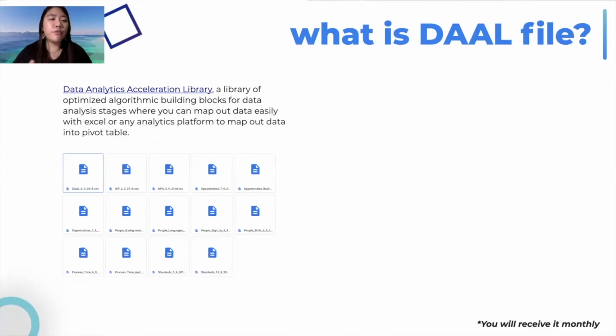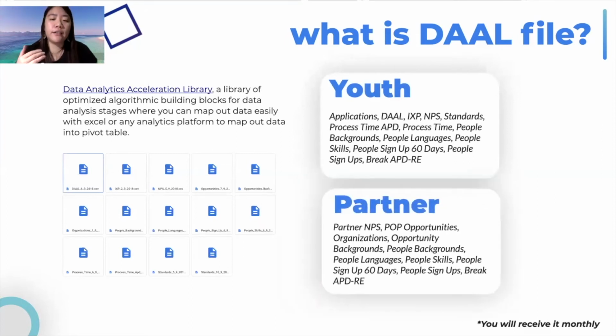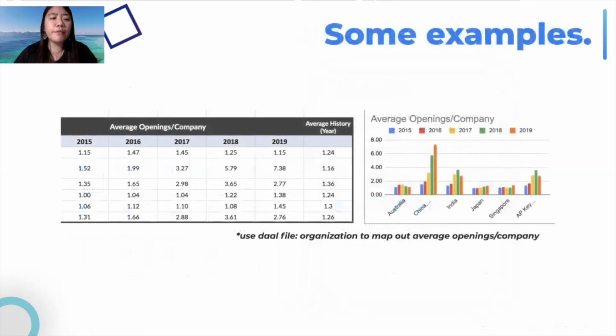So what you can do is find all those data there, and you can map out the data using pivot tables, which we mostly use, and it will help you to dig deeper into the operation itself. So for you, these are the data files that you can consider, and for partners, these are the data files that you can consider. So here are some of the examples you can look into.